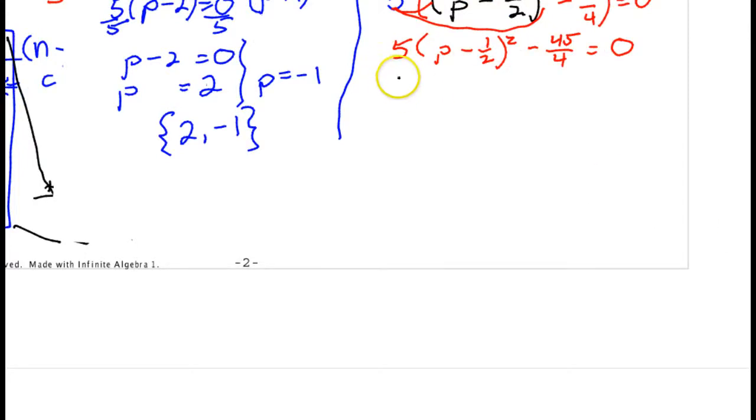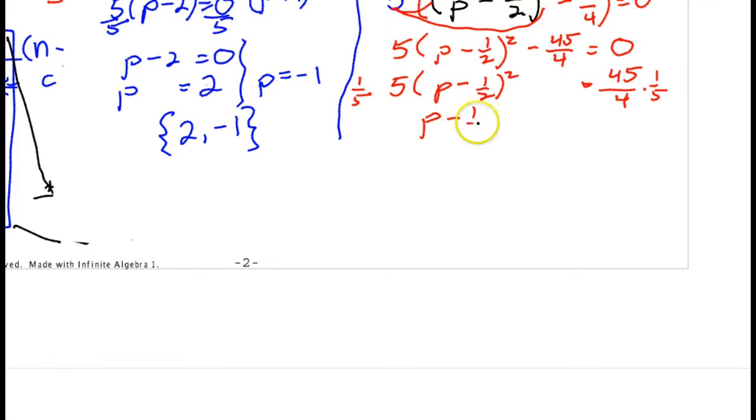All right, let's solve. Move the 45 over 4 to the other side, adding it to both sides. Divide both sides by 5, which is the same as multiplying by 1/5 on both sides. That makes it easier for the fractions. So p minus 1/2 squared is now equal to 45 over 4 times 1/5. 5 goes into 45 9 times, so we get 9 over 4 again.